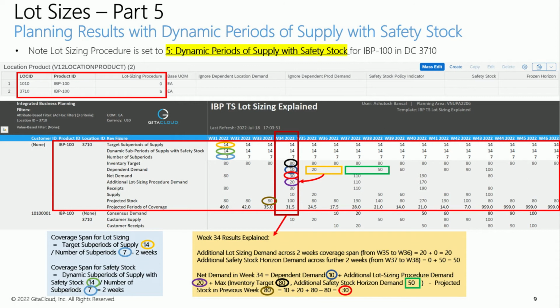We maintain number of subperiods as 7 to split our weeks into days. This makes the coverage span for additional lot sizing demand, and coverage span for safety stock both as 2 weeks, given the value of 14 periods throughout.